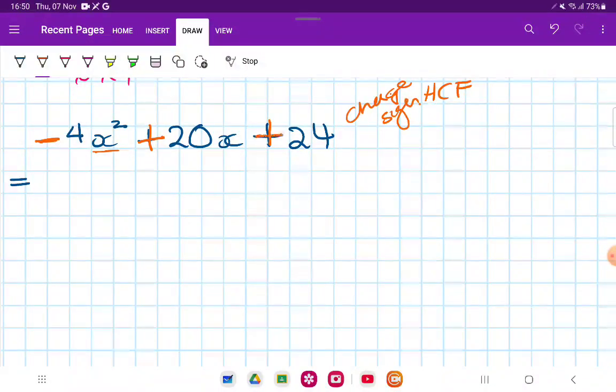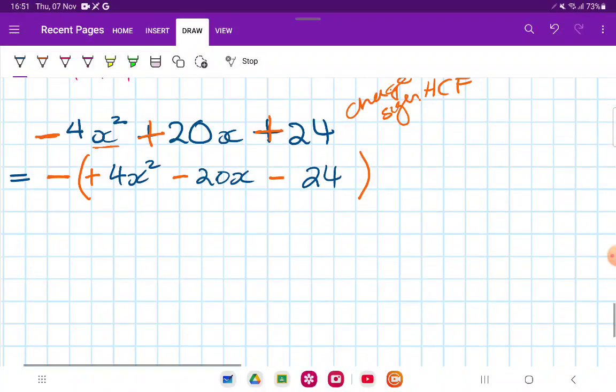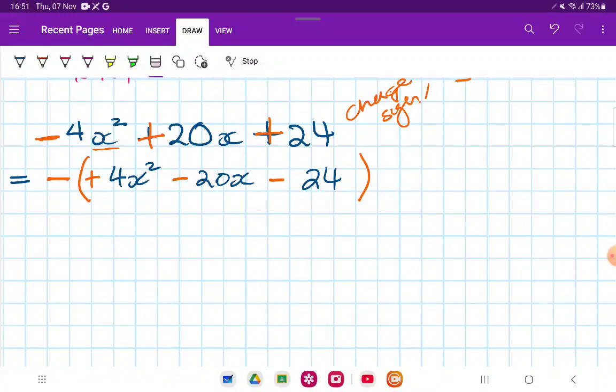So there's going to be 3 in my bracket. And then outside, I want you to change it as well. So I want you to take minus out, which means the first one must be plus, the second one minus, and the third one minus. So everything else stays the same, 20x and 24. Now that I've done that, I'm actually going to go ahead and do the highest common factor.